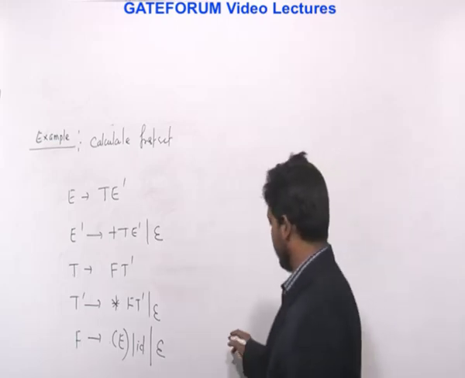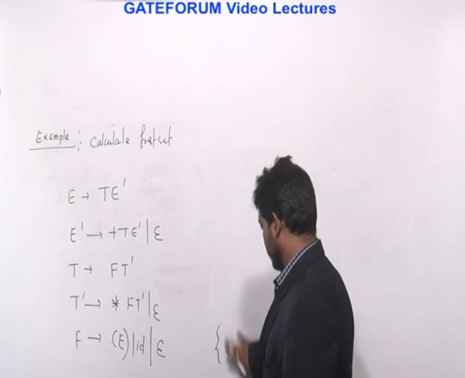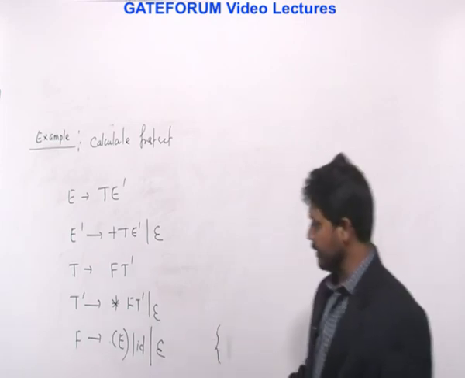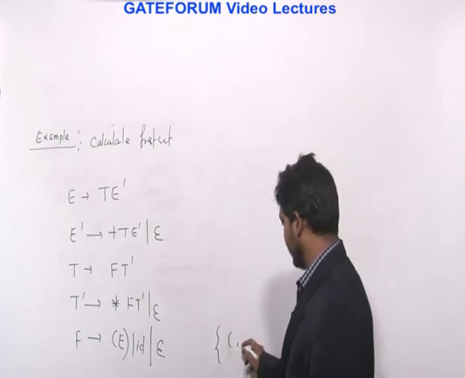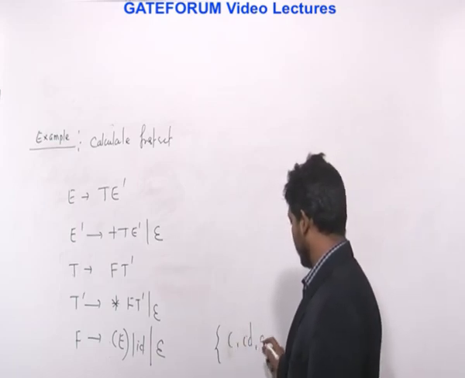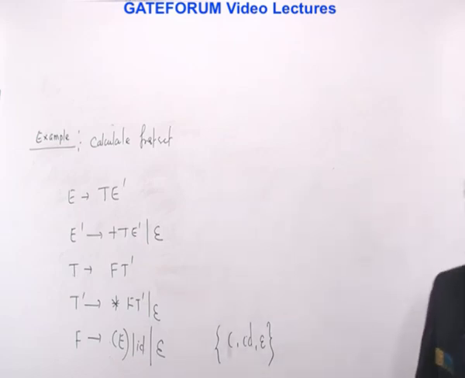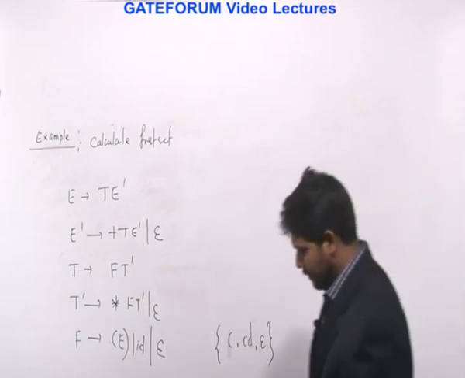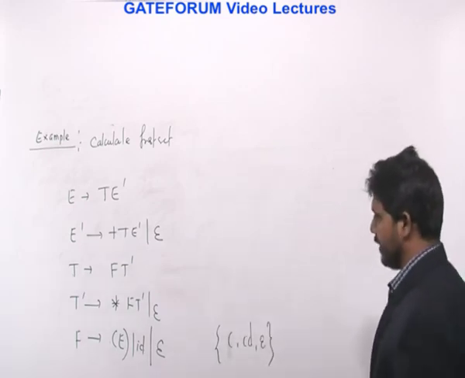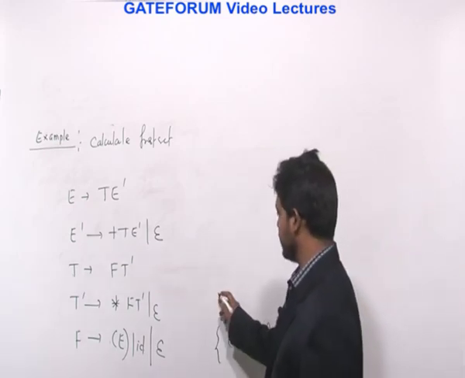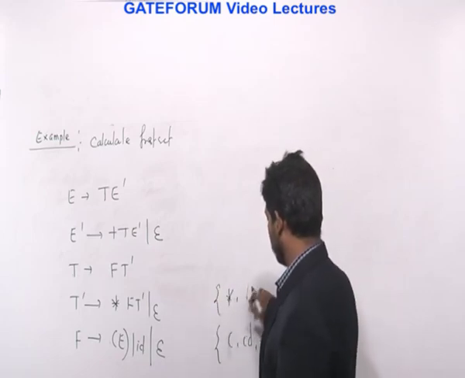So first of F. First of F will be, in this case, epsilon. The first case, 3 productions are there, and you consider each production as one case. So first is your opening bracket, second is your ID, and third is your epsilon. So opening bracket, ID, and epsilon. First of T dash is star and epsilon, no change. Star and epsilon.